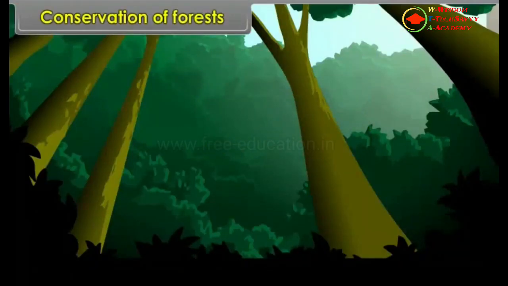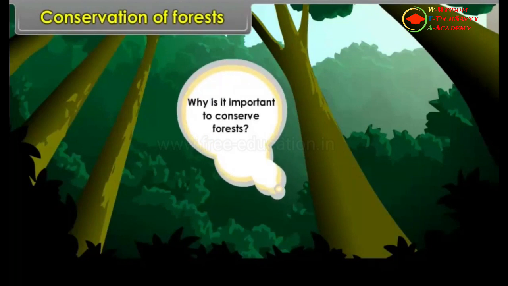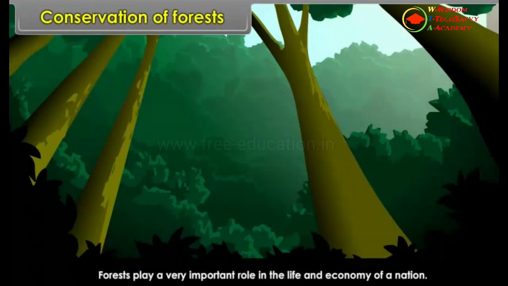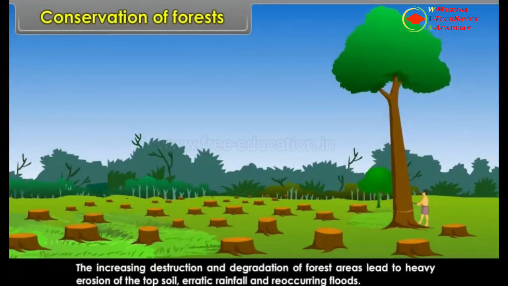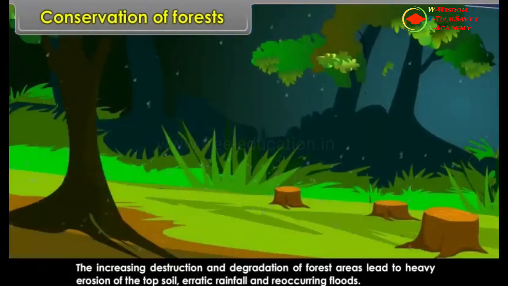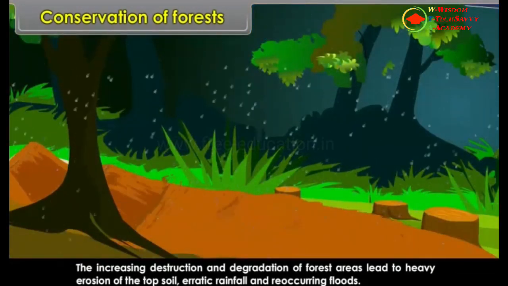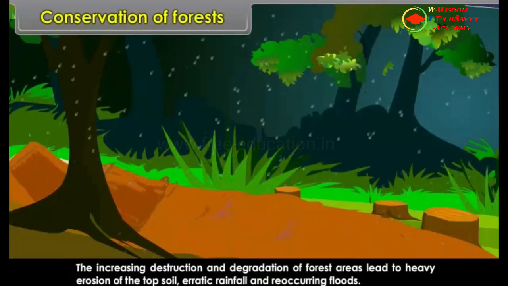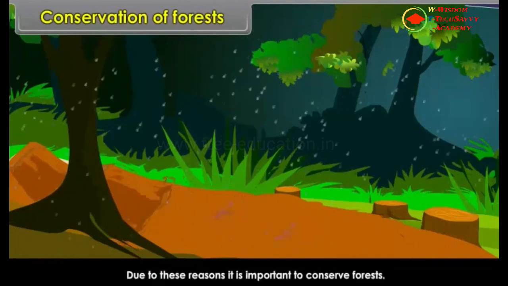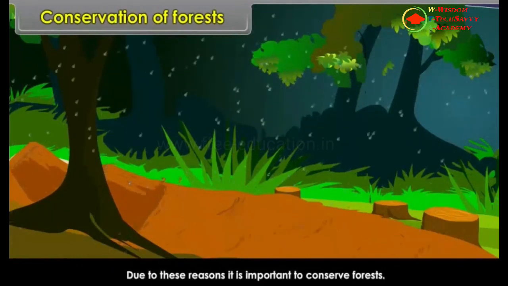Conservation of forests. Why is it important to conserve forests? Forests play a very important role in the life and economy of a nation. The increasing destruction and degradation of forest areas lead to heavy erosion of the topsoil, erratic rainfall and reoccurring floods. Due to these reasons, it is important to conserve forests.